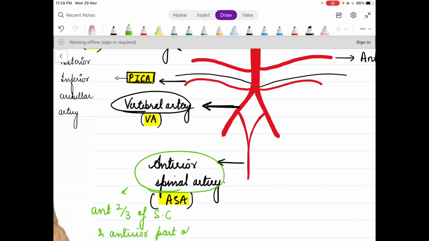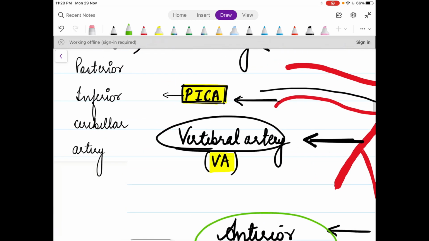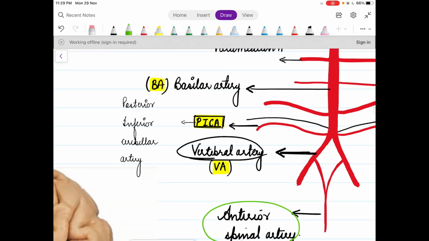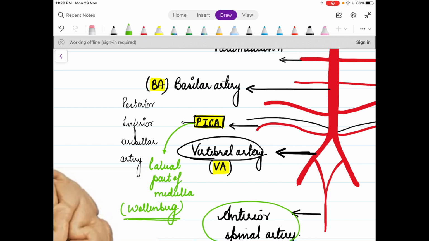And now we can also see that the vertebral artery also gives rise to the posterior inferior cerebellar artery, which is the largest branch of the vertebral artery and supplies the lateral part of the medulla. And then we can recall that there is a syndrome known as Wallenberg syndrome, which is also referred to as the lateral medullary syndrome, because of the thrombosis in the posterior inferior cerebellar artery, because now we know that it is responsible for supplying the lateral part of the medulla.